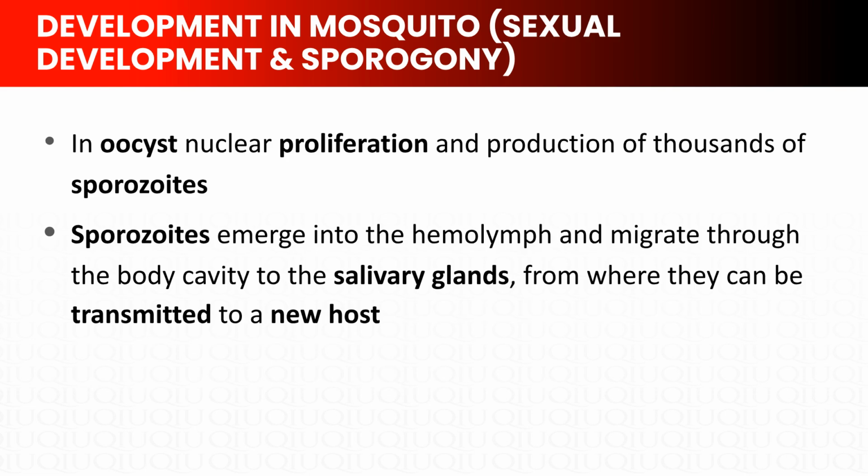Inside the oocyst, extensive nuclear proliferation occurs, producing thousands of sporozoites through a process called sporogony. This takes approximately 10 to 21 days depending on temperature and species. When mature, the oocyst ruptures, releasing sporozoites into the mosquito's hemolymph, the insect equivalent of blood. The sporozoites then migrate through the mosquito's body cavity to reach the salivary glands, where they accumulate. From the salivary glands, sporozoites can be transmitted to a new human host during the mosquito's next blood meal, completing the life cycle. A single infected mosquito can remain infectious for its entire lifespan, transmitting malaria to multiple people.